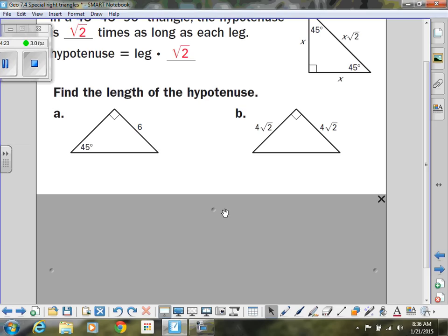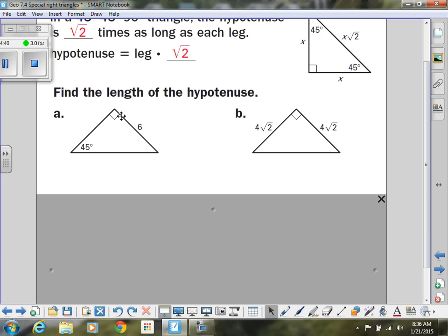So in these two triangles, we're going to try to find the length of the hypotenuse. Notice, I have a 45-degree angle here, so that means that this angle has to also be 45. That tells us it's a 45, 45, 90 triangle. And then I can use this special relationship.